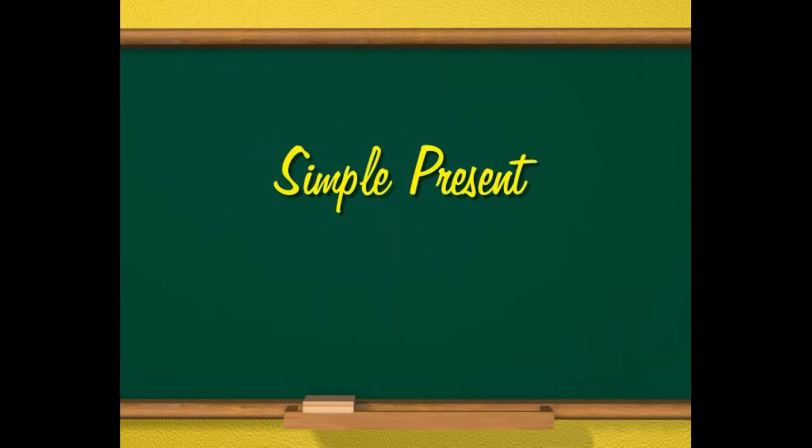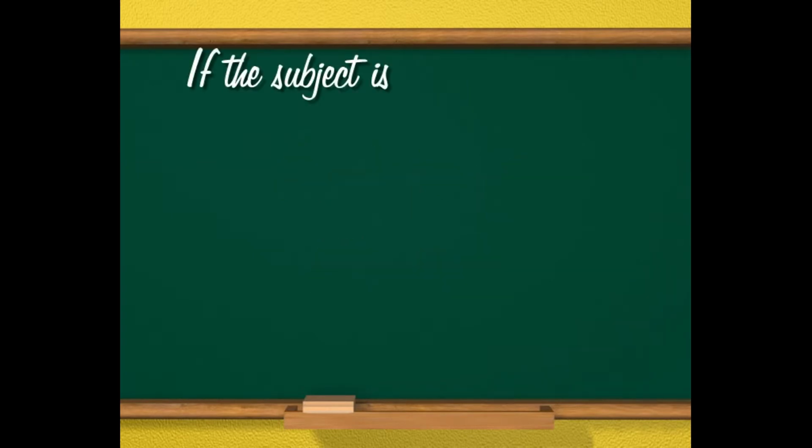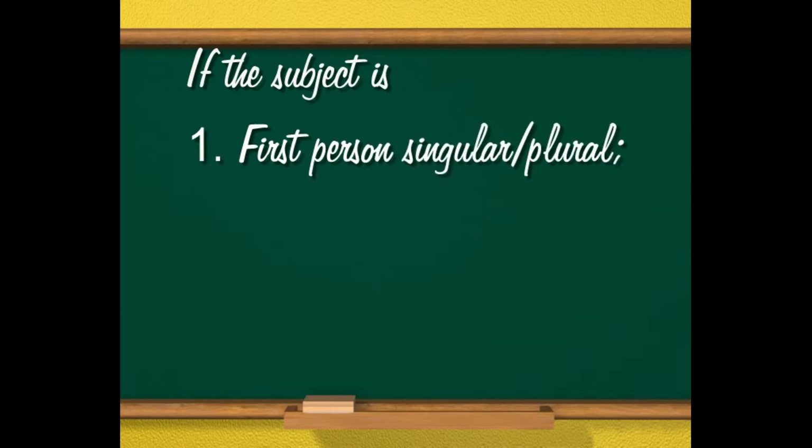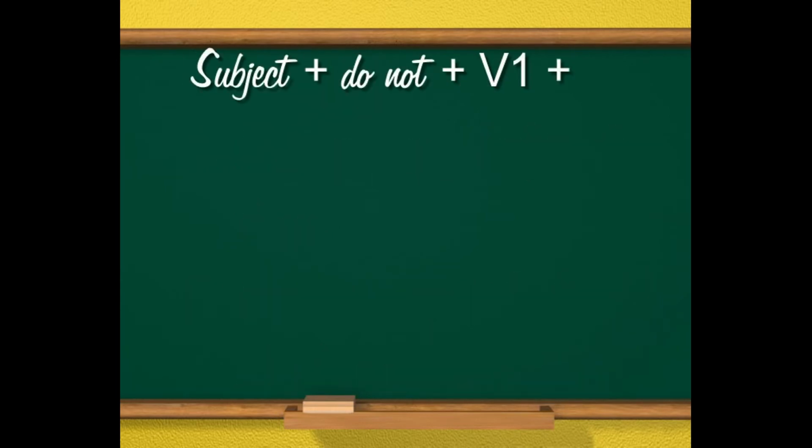Simple present negative. If the subject is number 1, first person singular or plural, that is I, we. Number 2, second person singular or plural, that is you. Subject plus do not plus verb 1 plus object.